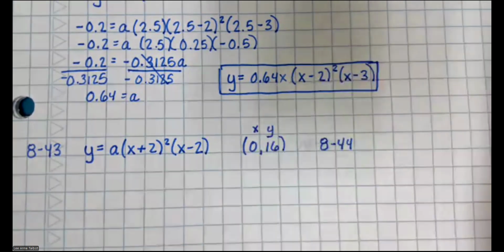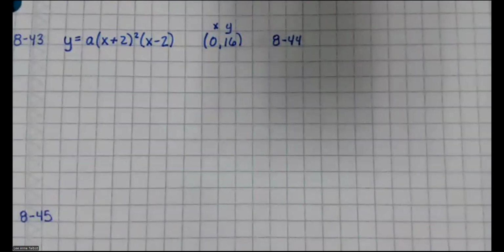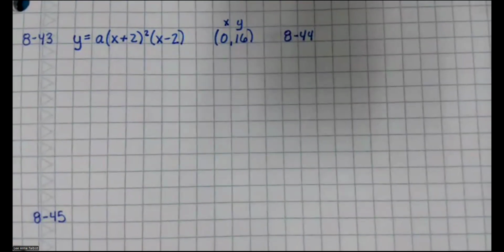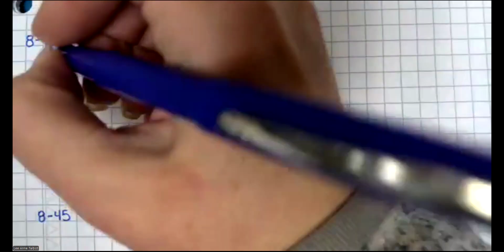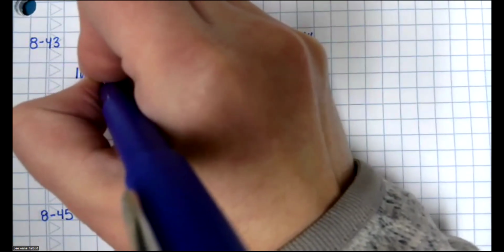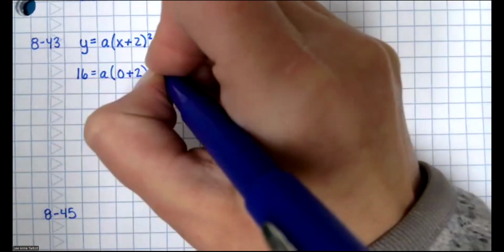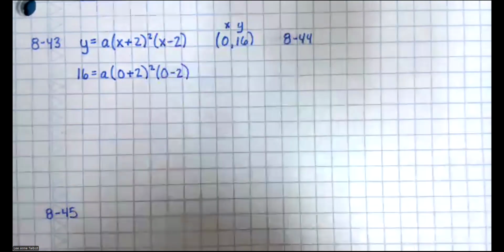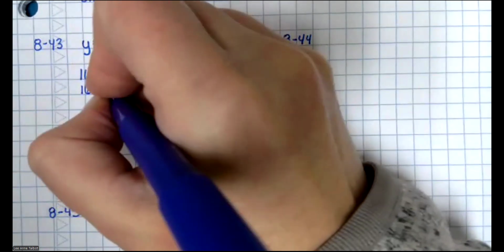Okay. I'm going to freeze the screen. Work in your groups, please, to figure out A and write the factored form equation just like we did before. Speaking to each other's fine.